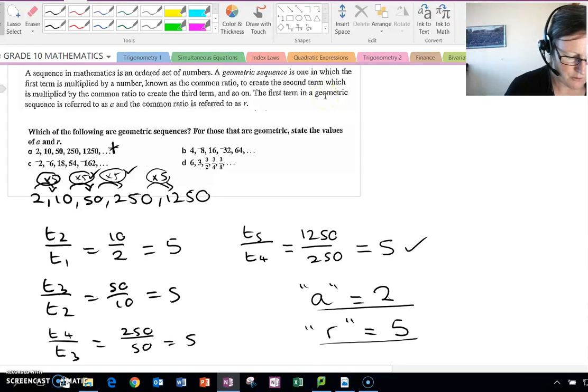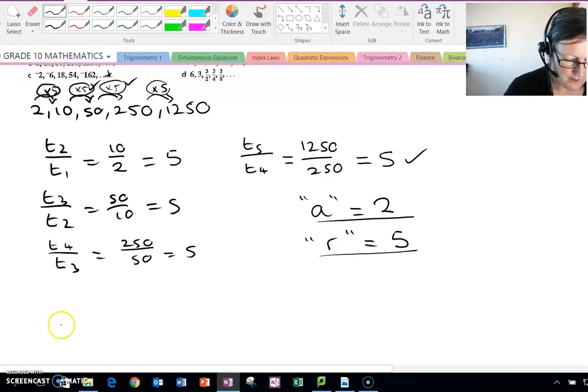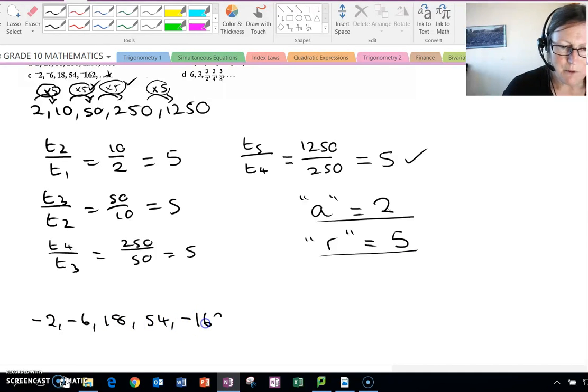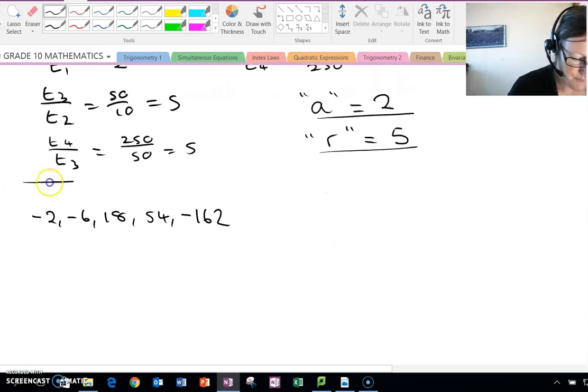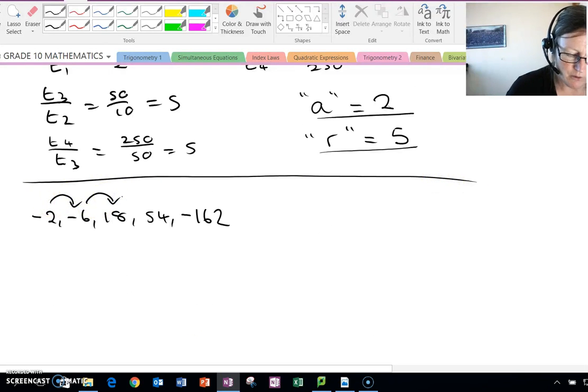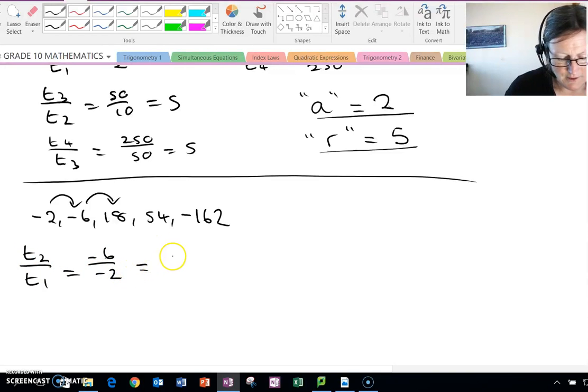I'm going to skip to C, and let's see if it's a geometric sequence. So here are the terms. For it to be a geometric sequence, there needs to be that common ratio. So let's work out the ratio between term 2 and term 1. So we have negative 6 divided by negative 2. 2's into 6 is 3, two negatives make a positive. So we times it by 3.